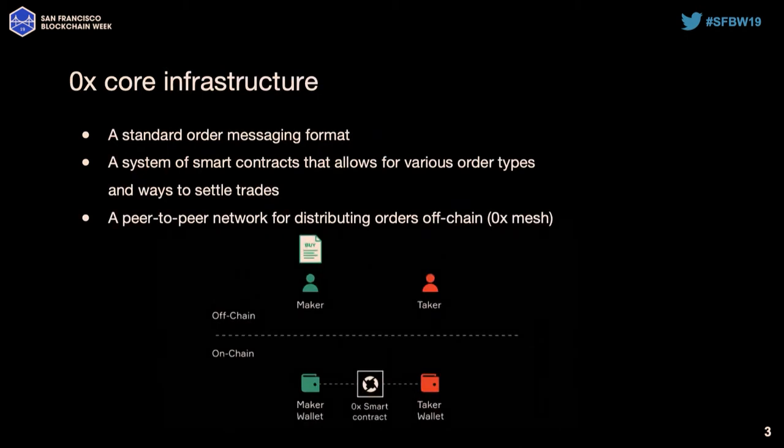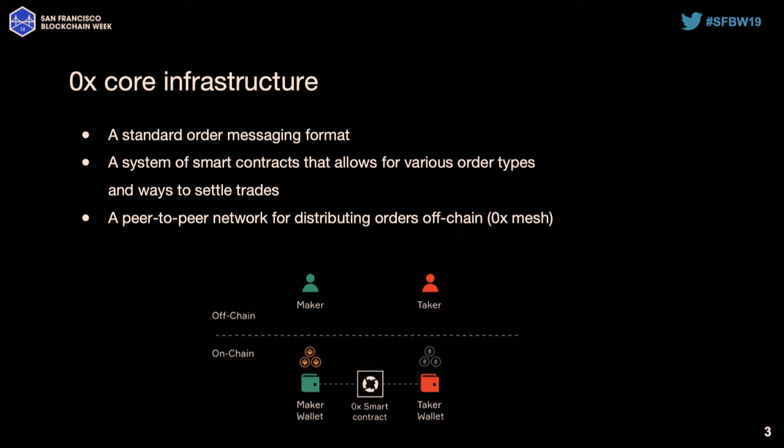So what are these layers of the stack that 0x is comprised of? First of all, there is a standard message format for orders. An order represents a user's intent to buy or sell an asset or multiple assets at a specified price. An order also contains other parameters, such as the expiration time for that order. All these parameters are hashed together, and they are signed with the user's private key. And then this order, this off-chain order message, becomes executable within the 0x pipeline of contracts.